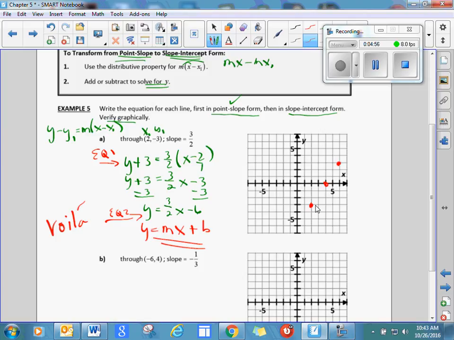I'm off the graph, so I'm going to go down instead. Down 3, 1, 2, 3, run 2. Wait, down 3. 1, 2, 3. Run 2. And there we are. This is our y-intercept, and we are at -6. So this proves that our graph is correct, that our equation of the line is correct in y-intercept form. And that's what the graph looks like.